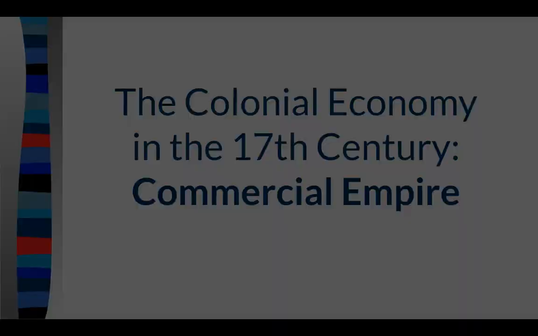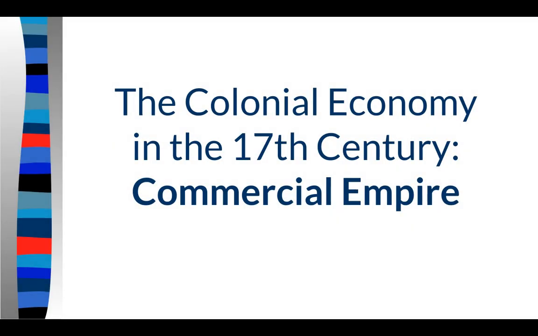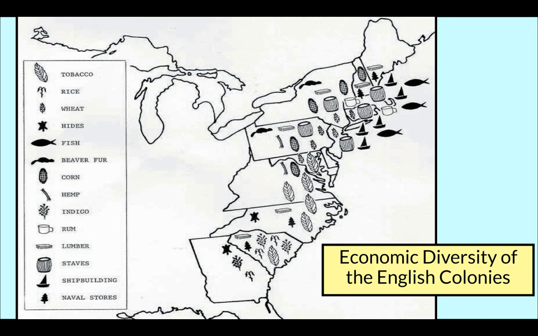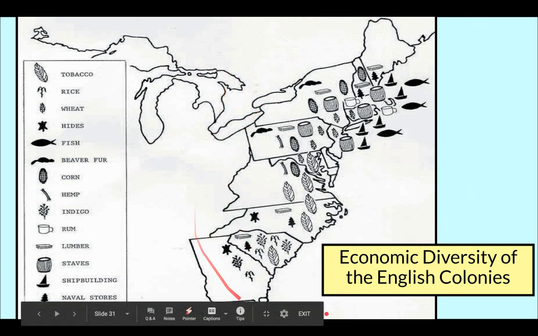Okay, we're almost done. The last major concept that we have to go over, again, deals with money. So the commercial empire. Okay, as you can see, going back between all three regions, based on the environment and based on the region, they are developing and cultivating different items to make money. So there's a lot of diversity with these 13 English colonies and what they make and how they make their money.